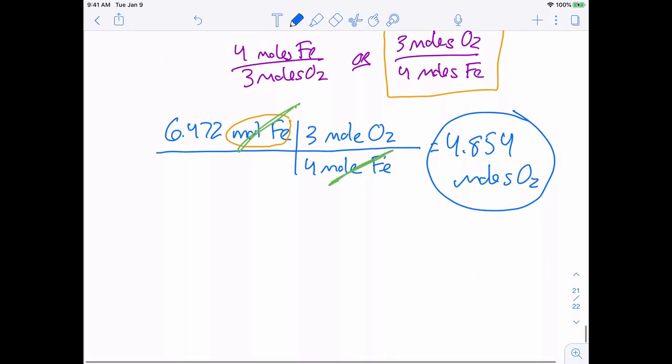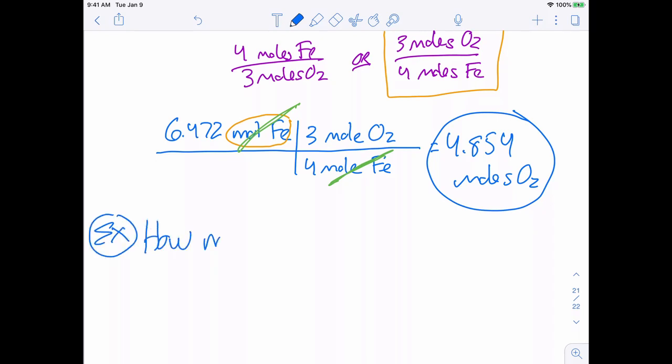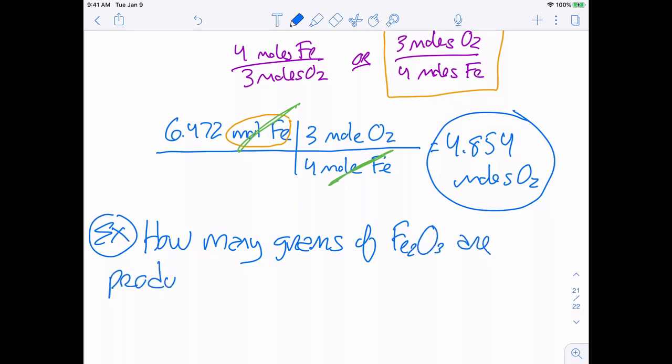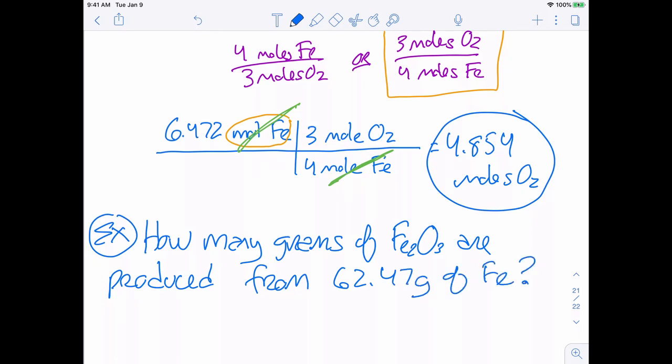So let's do another example. This one's going to be a little bit different. How many grams, not moles this time, but grams of iron 3 oxide are produced from 62.47 grams of iron? So this time, instead of starting out with moles of one substance and solving for moles of another, we're starting out with the mass, and we're solving for mass in grams.